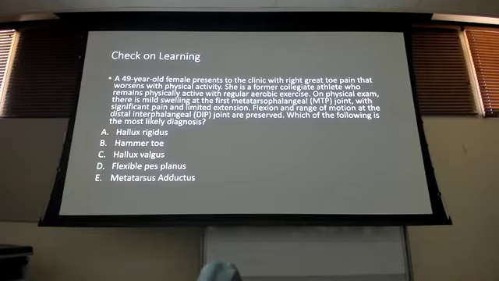All right, let's do another one. We got a 49-year-old female presents to the clinic with great toe pain that worsens with physical activity. She's a former collegiate athlete who remains physically active with regular aerobic exercise. On physical exam, there's mild swelling in the first MTP joint with significant pain and limited extension, flexion, and range of motion at the DIP joint are preserved. Which of the following is the most likely diagnosis?